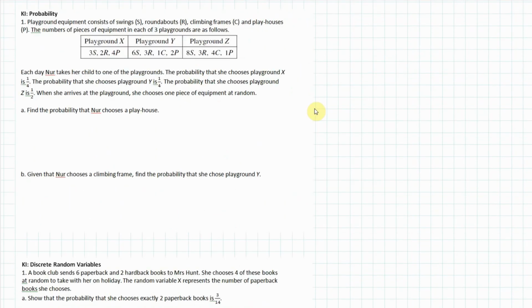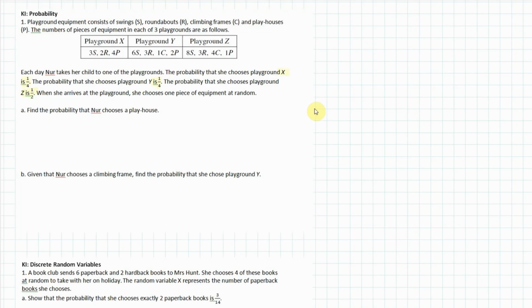Alright, so the probability question. We've got some playground equipment: swings, roundabouts, climbing frames, and playhouses. Very exciting. The number of pieces of equipment is listed for the different playgrounds, playground X, Y, and Z. Each day, Nura takes her child to the playgrounds. The probability she chooses playground X is 1/4, Y is 1/4, and Z is 1/2. And she arrives at the playground. She chooses one piece of equipment at random. We've got to find the probability she chooses a playhouse.